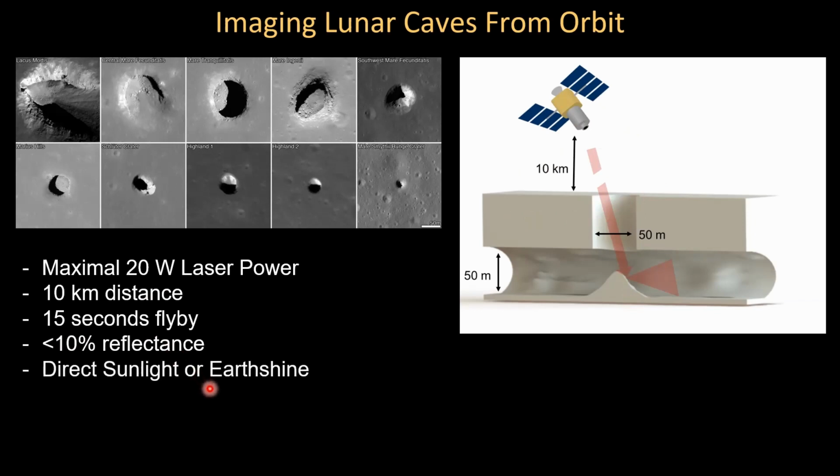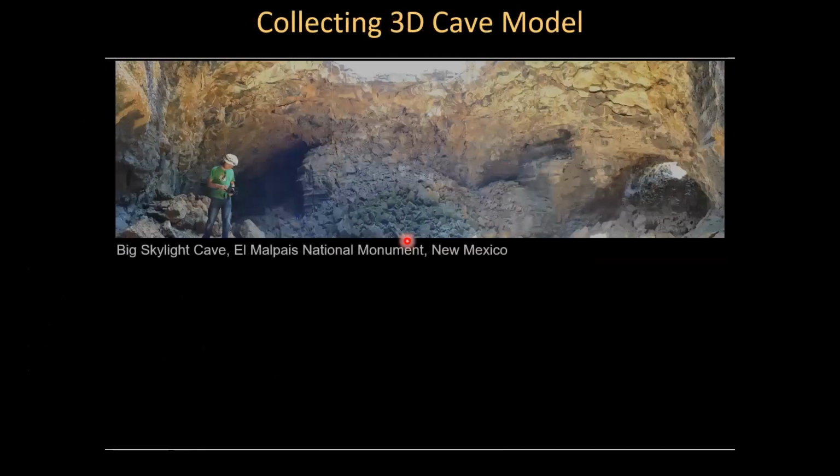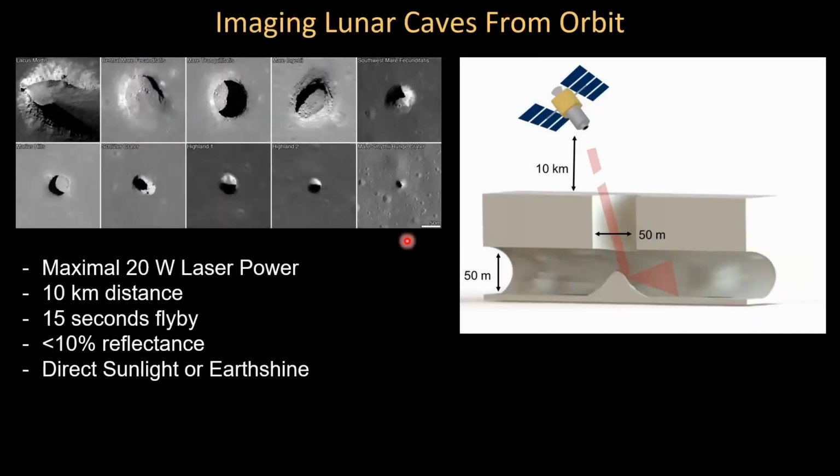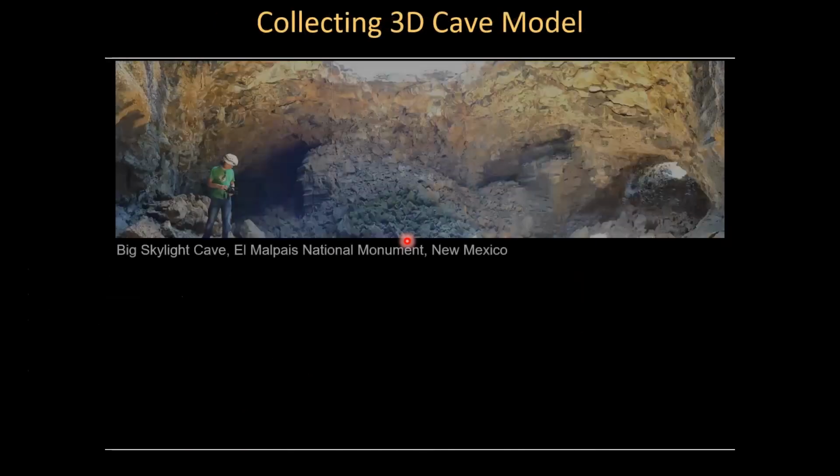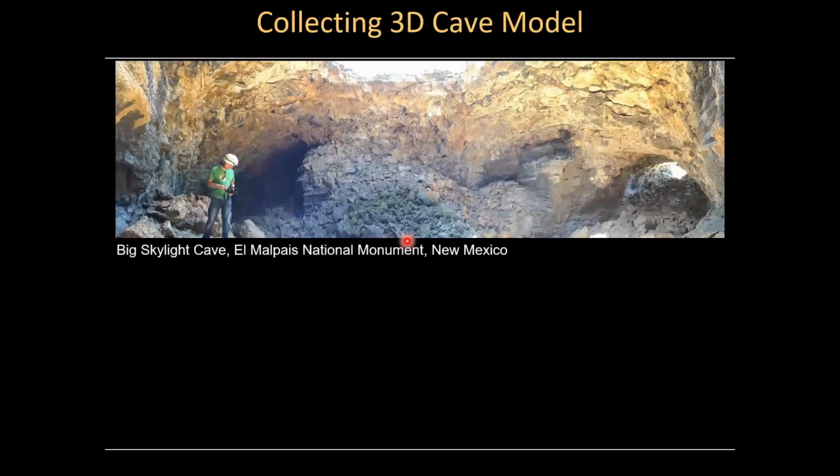We found that we can't deal with direct sunlight, but we do have to deal with Earthshine. So we can actually image the caves on the Earth-facing side of the moon. Otherwise, you couldn't do that. So that was what we wanted to simulate. In order to simulate this in computation to see whether we can do it, we went and captured 3D images with a LiDAR scanner of an actual lava tube in New Mexico.